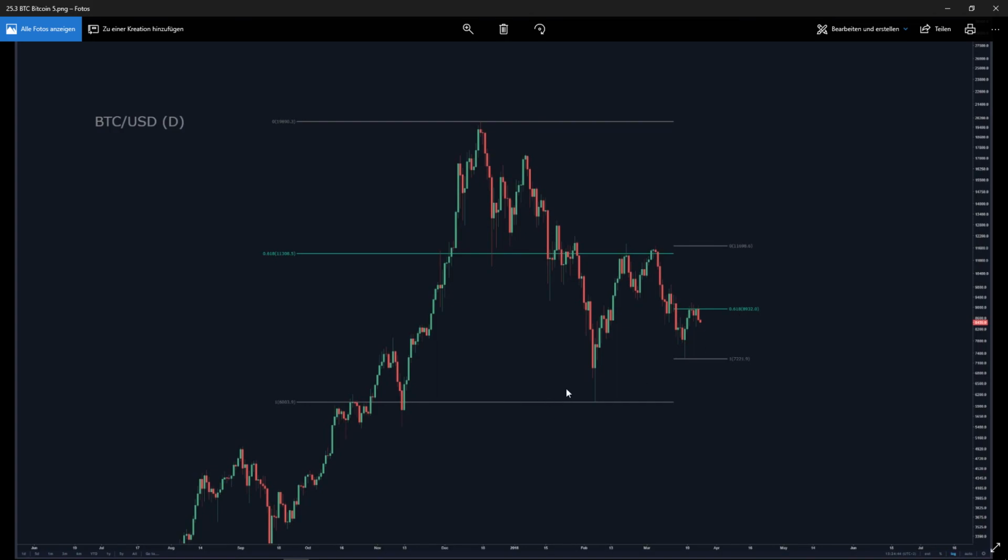normal, healthy correction for any market. If we go higher, then I would be a little bit more concerned that we might have a trend reversal. But as long as we're just retracing to the 0.618 Fibonacci retracement, I think the bearish trend will continue, which is another indicator that we're nowhere near a trend reversal.